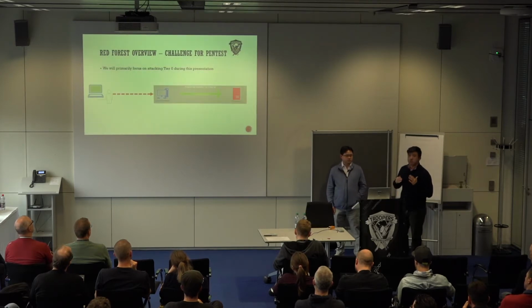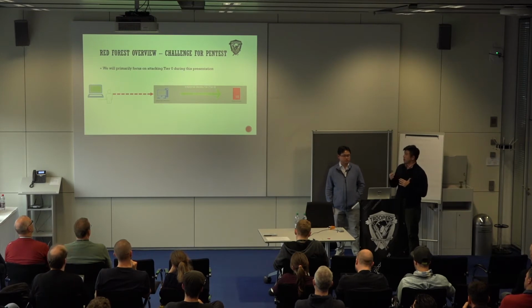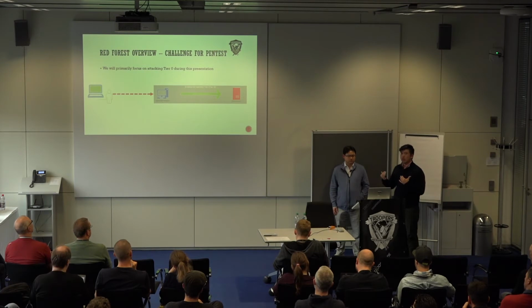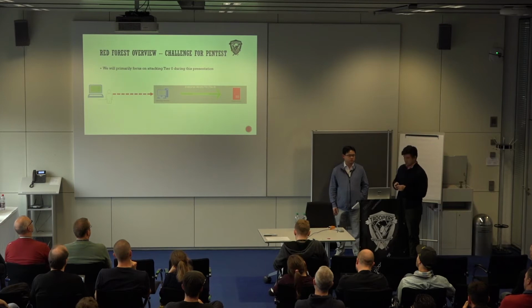So in this presentation, we will primarily focus on how to escalate the privilege from tier 1 and tier 2 to tier 0. Basically, we are trying to compromise the domain controller level environment based on the access we got from tier 2 or tier 1.